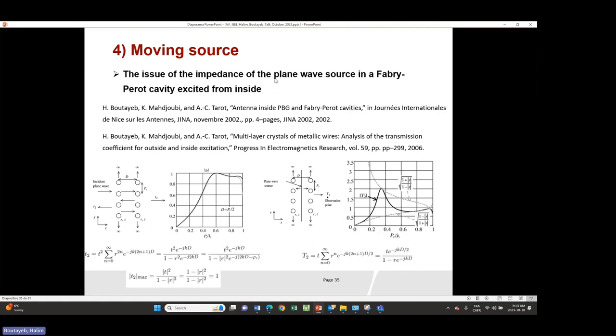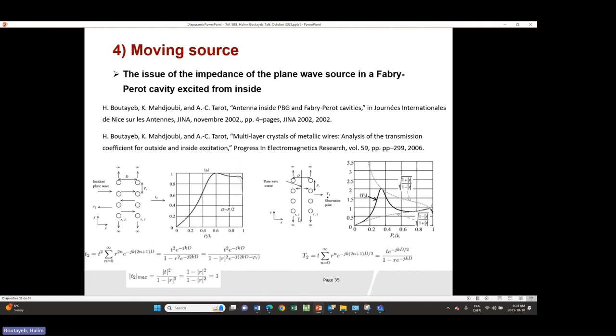The issue of the impedance of the plane wave source also exists in the Fabry-Perot cavity when it is excited from inside. When doing my thesis, I worked on the Fabry-Perot cavity. These are some papers you can refer to. If I send a plane wave to the Fabry-Perot cavity made of two layers of metallic wires, you can add all the transmitted fields. You have multiple reflections inside the cavity and you can add all of them using this formula. The maximum of the amplitude, when all the waves are in phase, is given by one. This is the kind of transmission you can plot, and if you have no loss, the maximum transmission will be one.